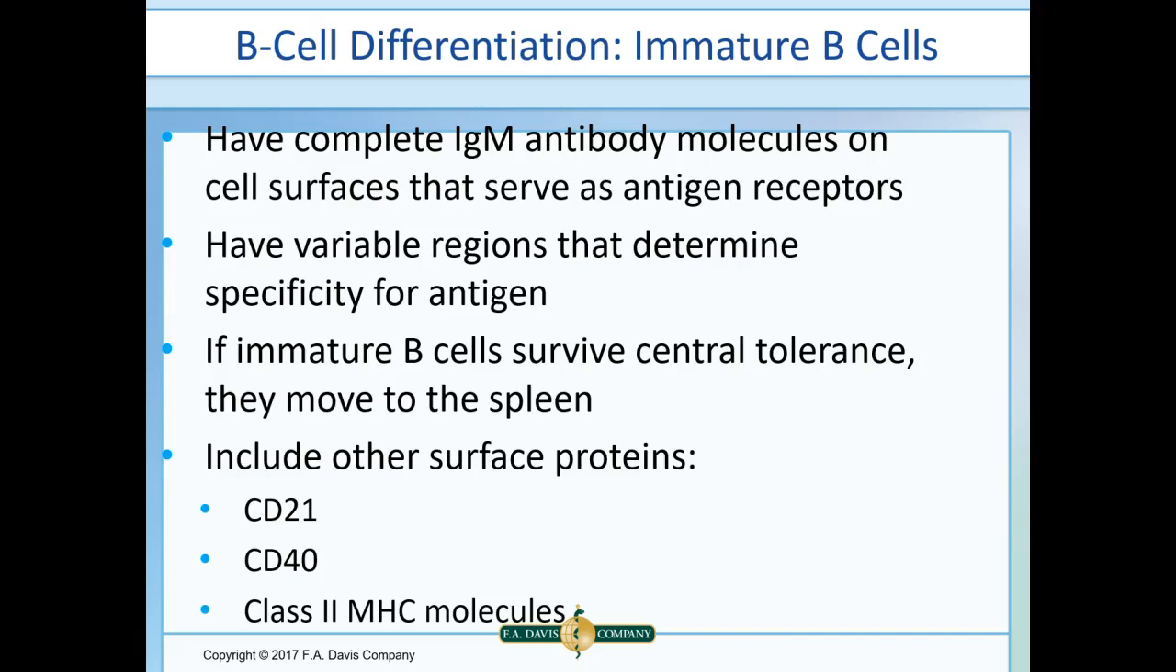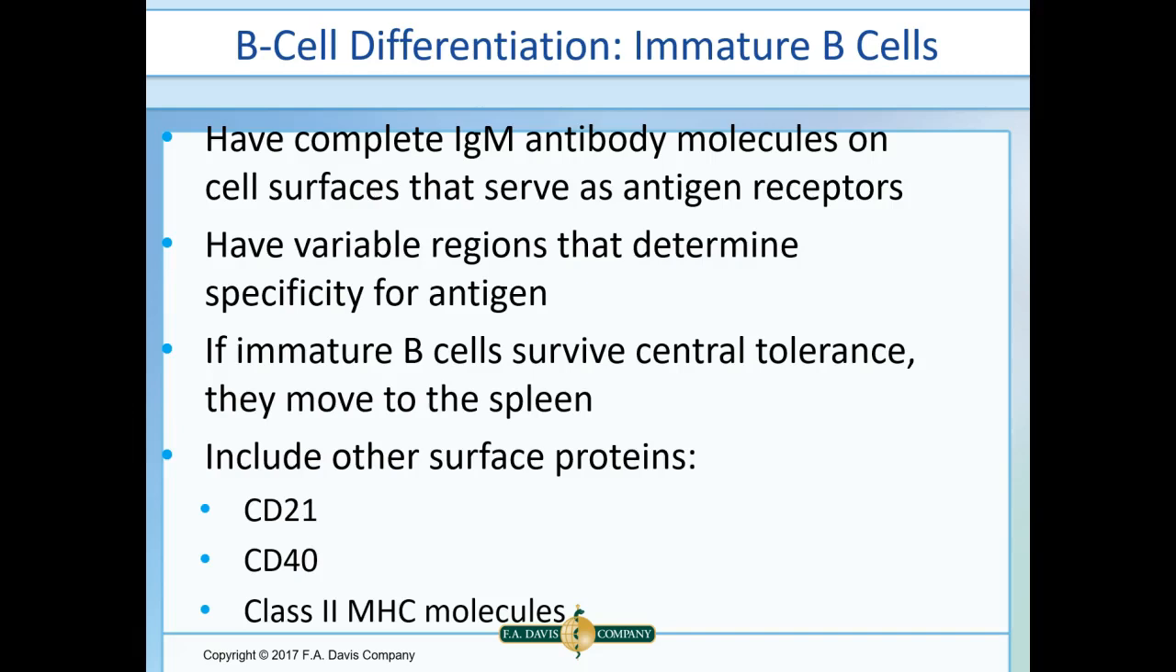They have variable regions that determine the specificity. So the B cell with the antibodies are very specific to certain antigens, okay? So you don't have one type of antibody that binds all kinds of things. It's not like a natural killer cell that can go out and attach to anything. These are very specific for very specific antigen.